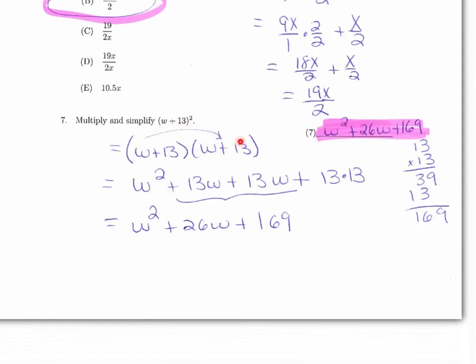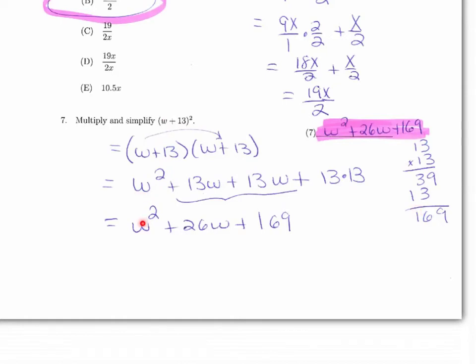So w times w, w squared. W times 13, 13w. Now take the 13 here and distribute it. 13 times w, 13w, 13 times 13. So 13 by 13, it's okay to do that work on the side. You get 169.